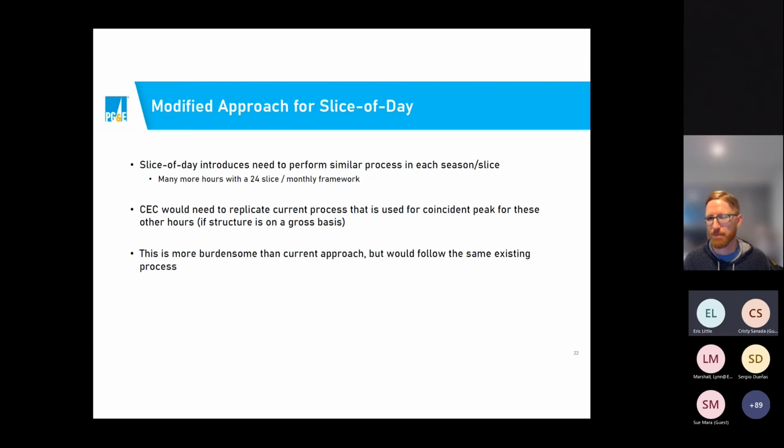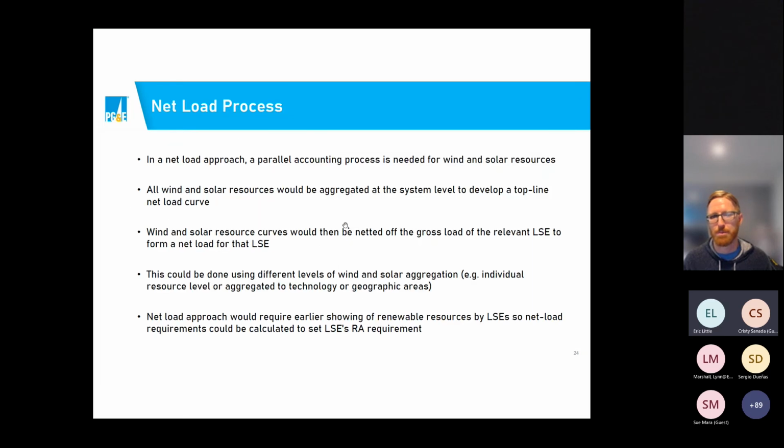Okay, so if you did it from a net standpoint, is there a reason why you would net those off of the total rather than off of the individual LSE? Well, you would do both, right? Because you would need them to line up both at the top line level and for each individual LSE, right? Okay. All right. Thank you very much. I appreciate it.